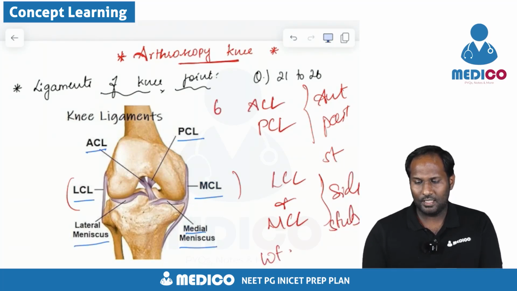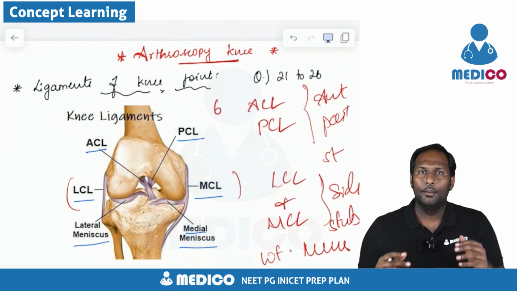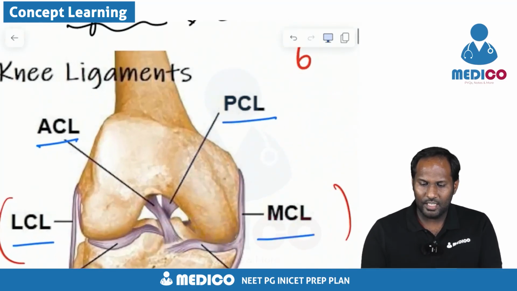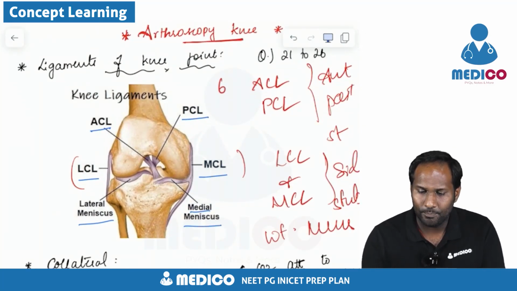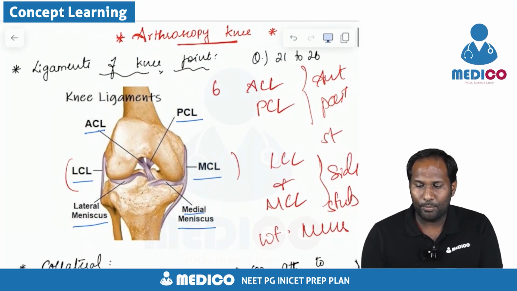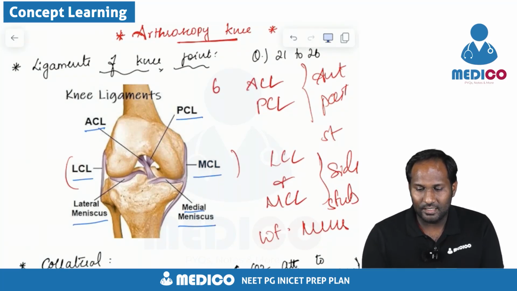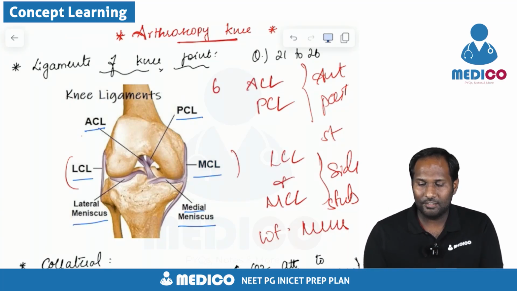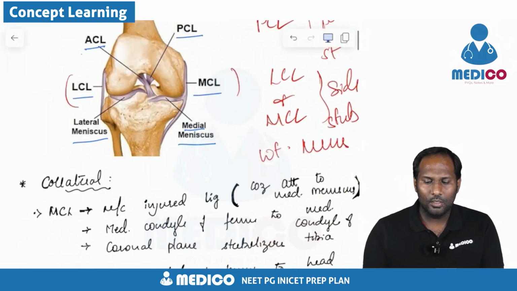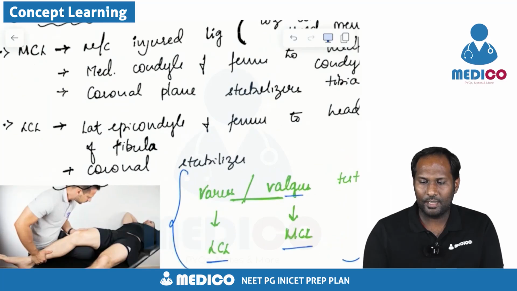Then the weight bearers are the menisci: the medial meniscus and the lateral meniscus. So there are 6 basic important structures. The ACL and PCL give forward-backward, that is anteroposterior, stability. Side to side stability is given by the collaterals, and the weight bearers or cushioners are the lateral meniscus and medial meniscus. Now let's first look at the collateral ligament injuries.